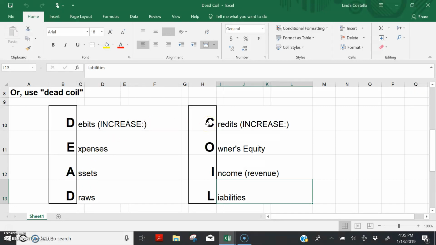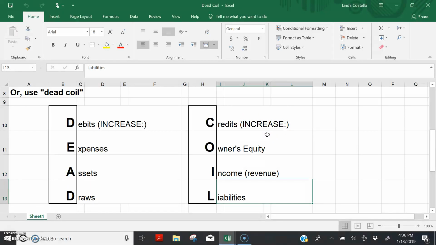C stands for credits, and each of these account categories have a normal credit balance: owner's equity, income or revenue, and liabilities. If you want to increase the balance in the owner's capital account or in any income, revenue, or liability account, you need to credit the account. These accounts all have normal credit balances, like signs add, so credit these accounts to increase their balance.